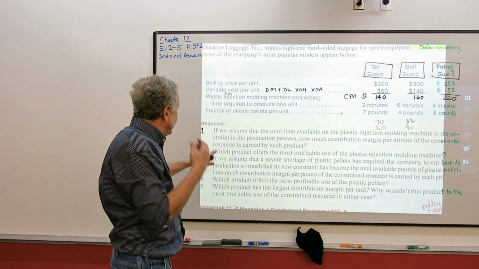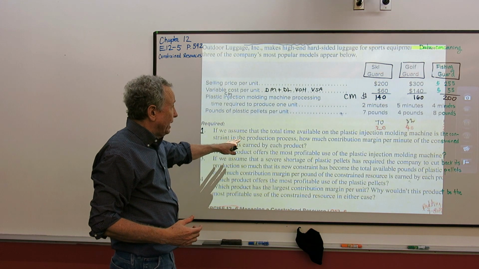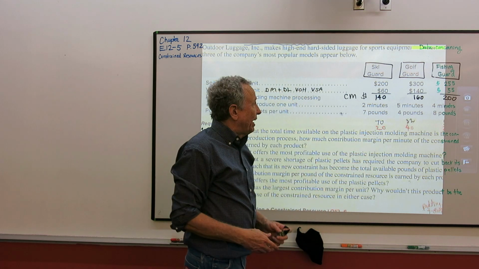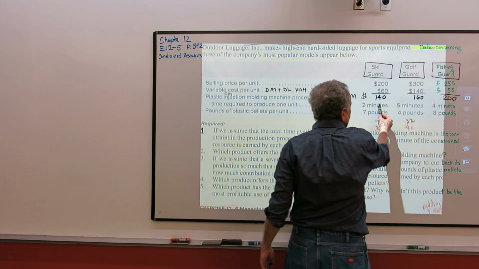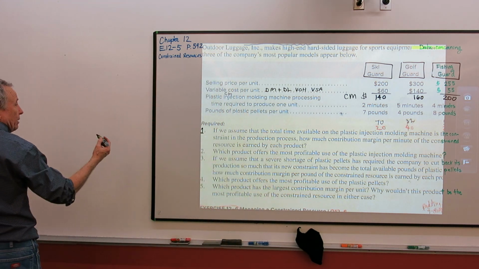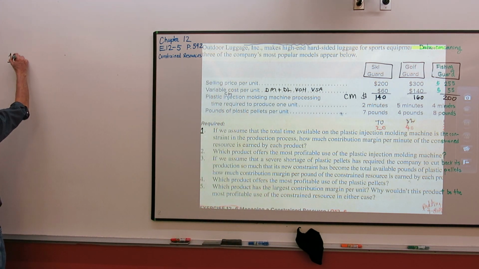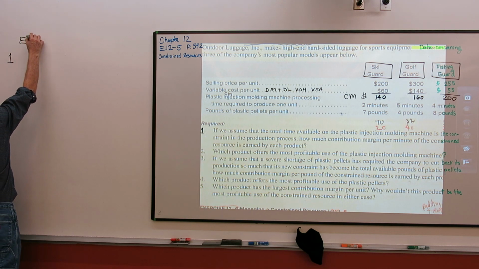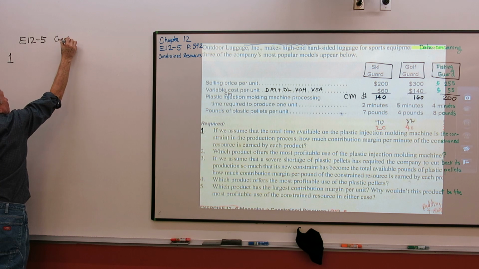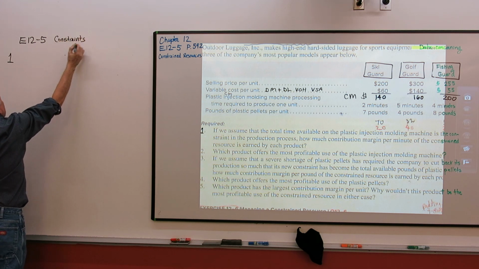In this case, in number 1, they want us to pretend that the constraint is time. Well, we can quantify this by taking the money we make and dividing it by time, to get the contribution per increment in time. So we can answer that. This is exercise 12-5, and this deals with constraints. Well, let's just do 1.